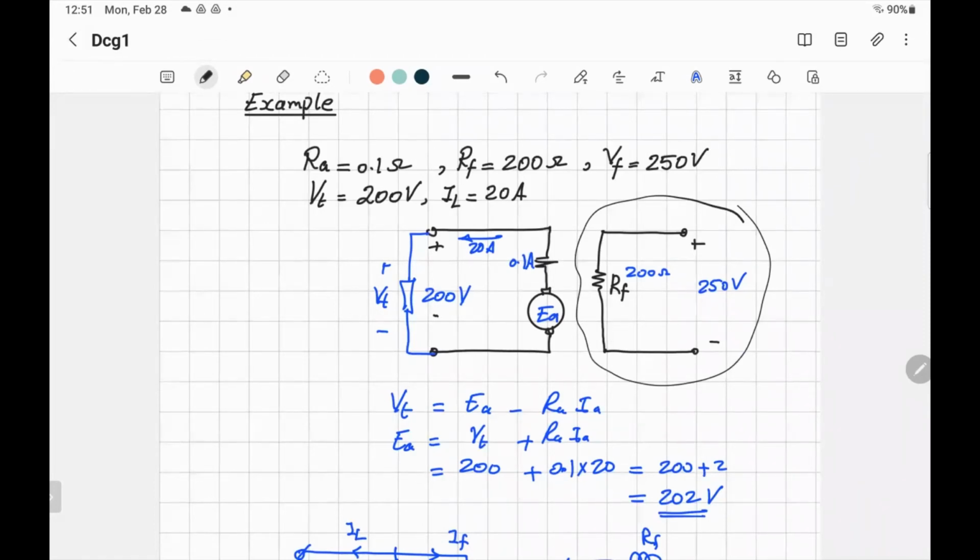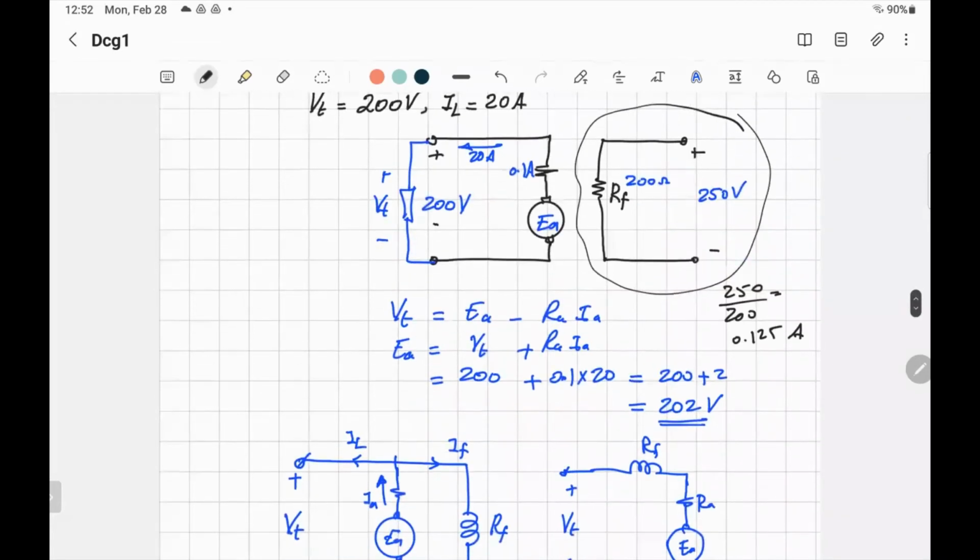So you find, okay, I need 202 volts. Then what's the appropriate field current? This is practical life. This load of 20 amp, what does it need here? If you calculate, you see 250 divided by 200, right? So what you get, 0.125 amp. How do you get this done? You've got to know the right value for EA. So for this load, you need 202 volts EA, the armature voltage.